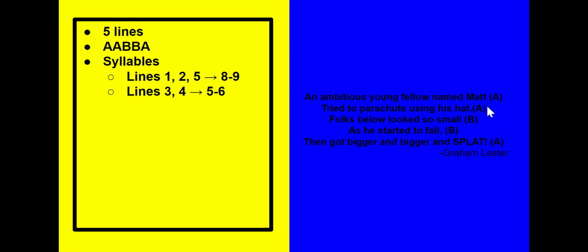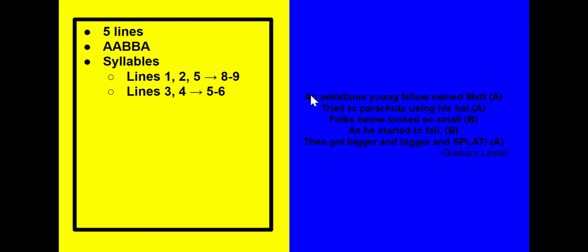So you want your first, your second, and your fifth line to all end in words that rhyme. And you want these two, your third and your fourth lines, to have the last word rhyme with each other. The final rule is syllables. Syllables need to be counted out, and lines 1, 2, and 5, so the A, and the A, these 3 lines, all should be between 8 and 9 syllables long.